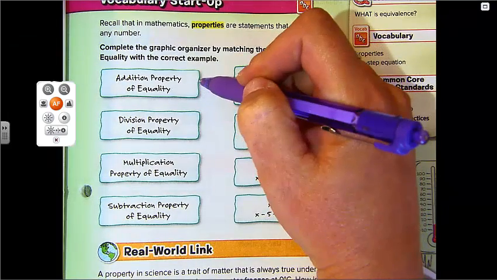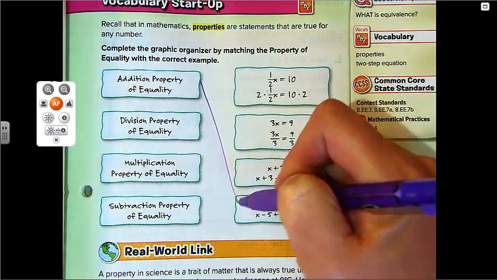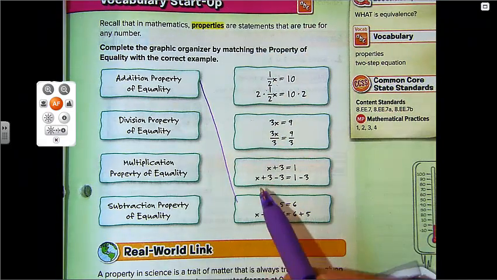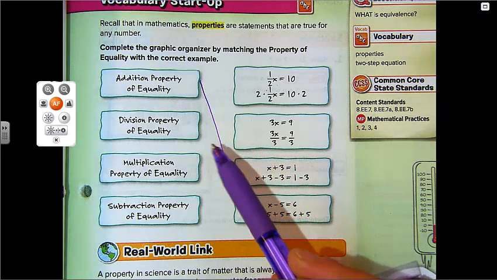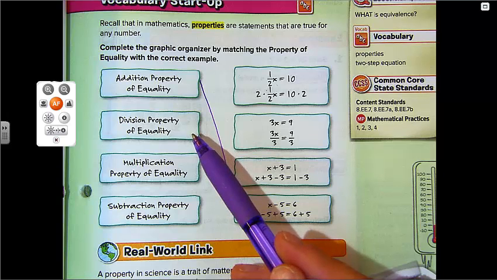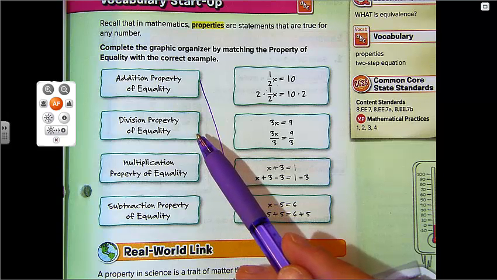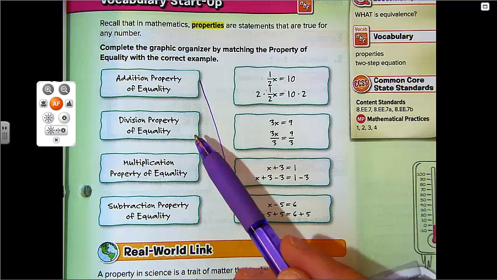So this first box needs to be drawn a line all the way down to this last box, because in this box I am subtracting and I want to do the opposite of that action and I want to add. That's the addition property of equality. Now let's look at the division property of equality. The division property of equality says that I'm multiplying, but then when I go back through, I'm going to divide.